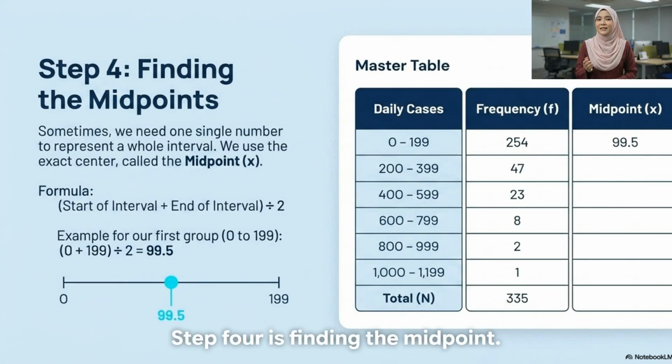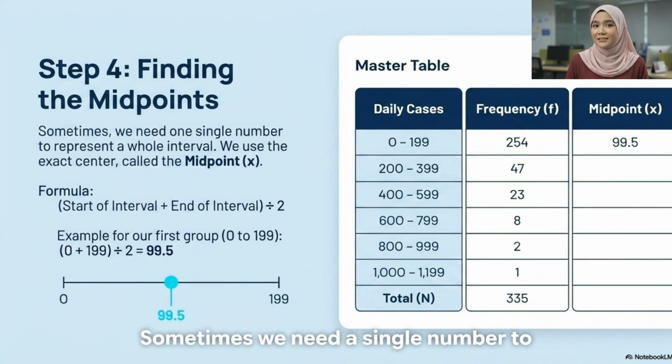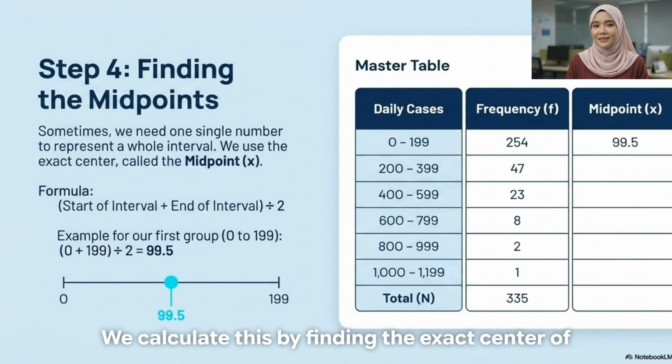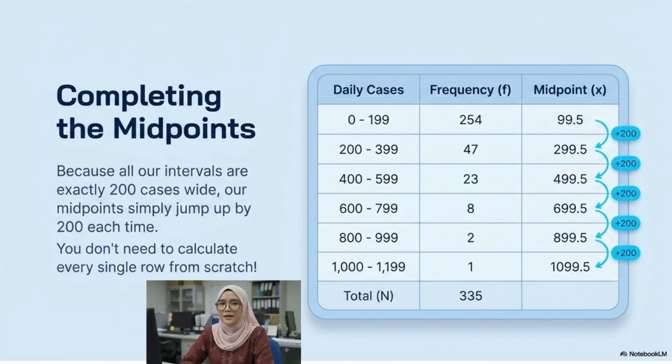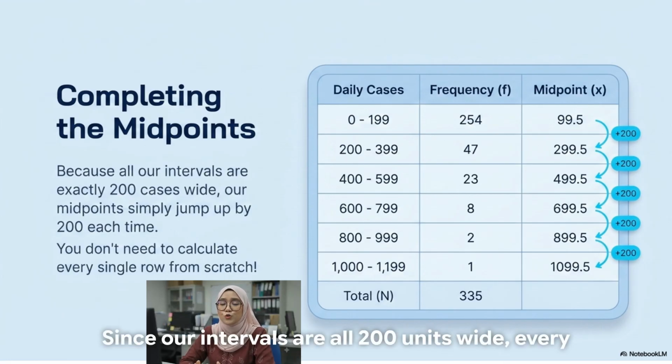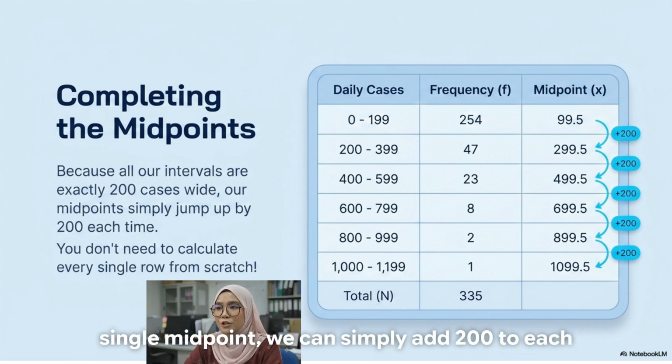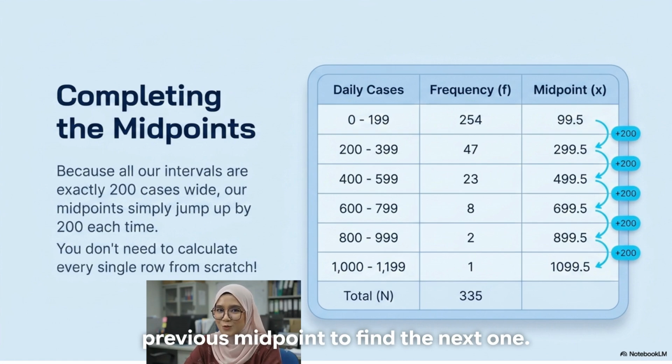Step 4 is finding the midpoints. Sometimes we need a single number to represent an entire interval. We calculate this by finding the exact center of each group. Since our intervals are all 200 units wide, we can simply add 200 to each previous midpoint to find the next one.